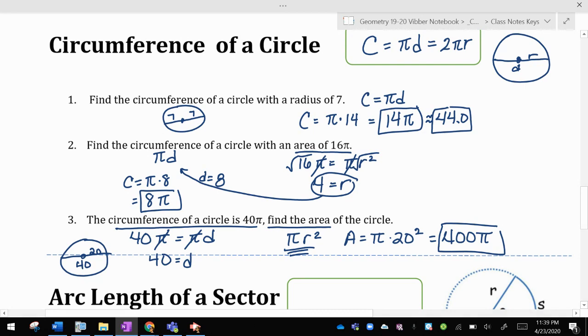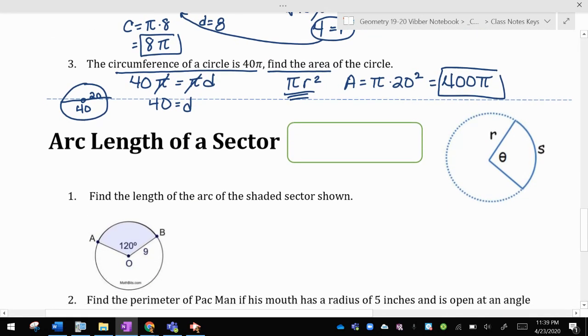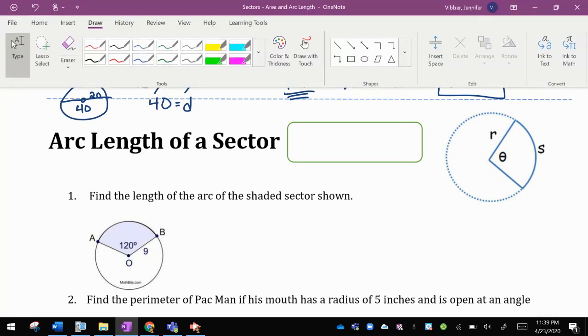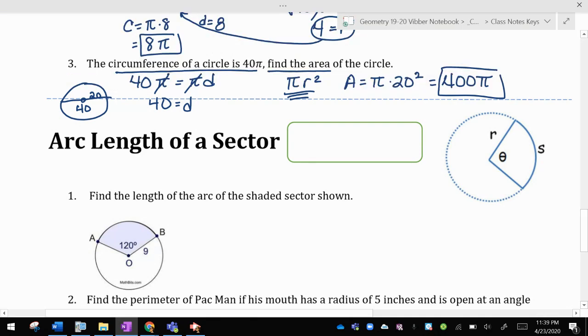Now, what if instead of the whole circle, you just wanted part of it, and you wanted the circumference, but just a little piece along the edge? We call that arc length. So arc length is our way of saying a portion of the circumference. So in this picture, the arc length would be this length right here, S.